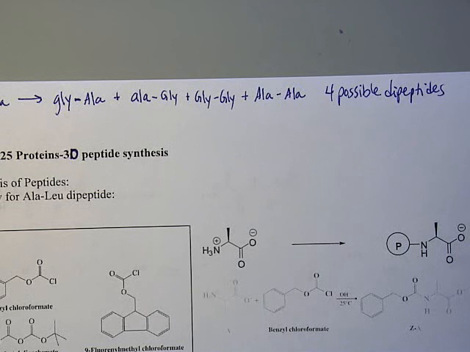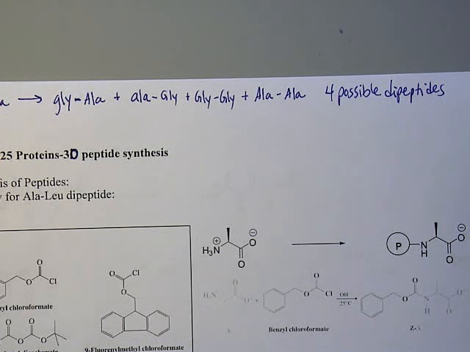And this becomes even worse if you have three different amino acids. You have 9 possible tripeptides. And if you have 10 different amino acids and you're making a decapeptide, then believe it or not, you have 4 trillion possible decapeptides. So you see the problem. You can't just throw in amino acids and hope that you get the protein that you want. It would be a one in a million trillion chance that you will get that.